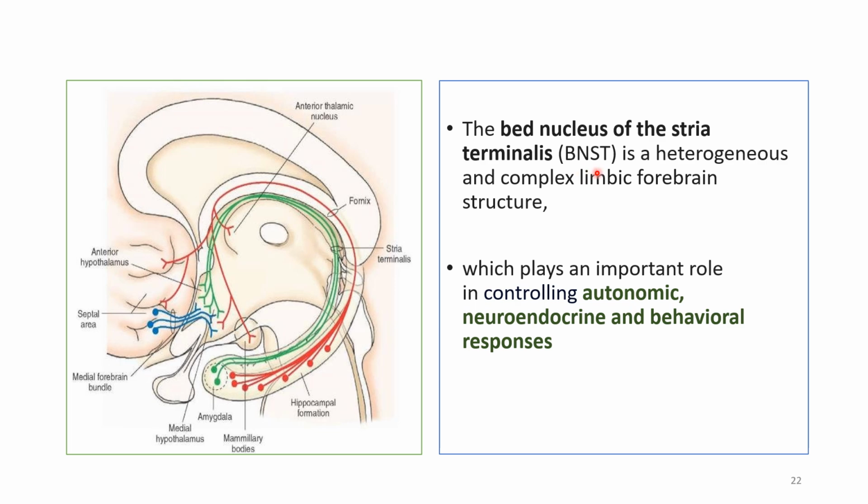Now coming to the stria terminalis, or bed nucleus of the stria terminalis. This green one is a heterogeneous and complex limbic forebrain structure. It plays an important role in controlling autonomic, neuroendocrine and behavioral responses.